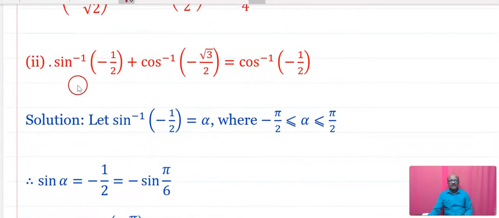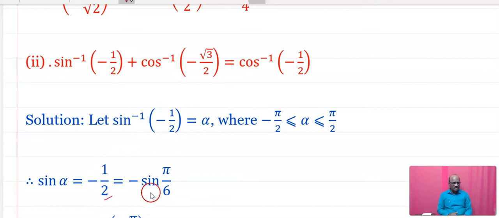Next is sine inverse of minus 1 upon 2 plus cos inverse of minus root 3 by 2 is equal to cos inverse of minus 1 upon 2. Again, consider LHS. Let sine inverse of minus 1 by 2 be alpha, where alpha lies between minus pi by 2 to plus pi by 2. No problem. And therefore, sine of alpha is equal to, again here, minus 1 by 2.